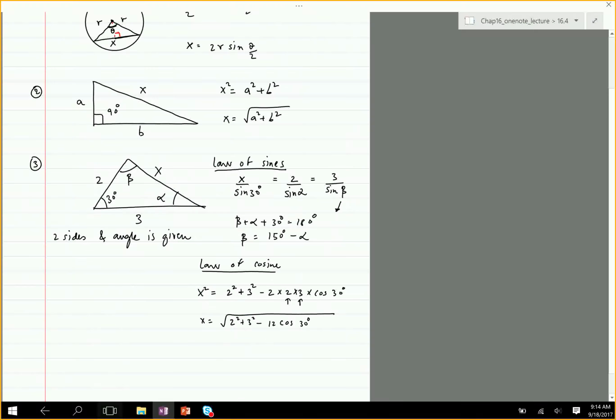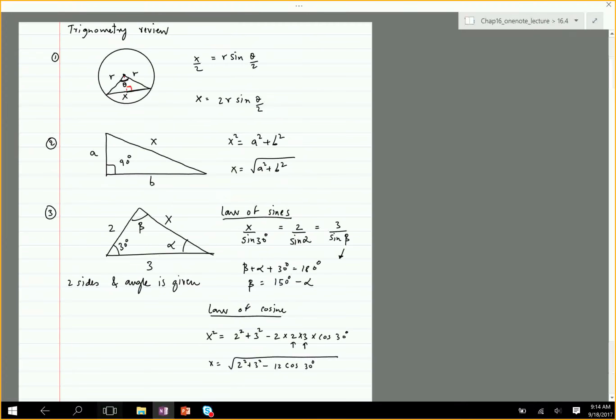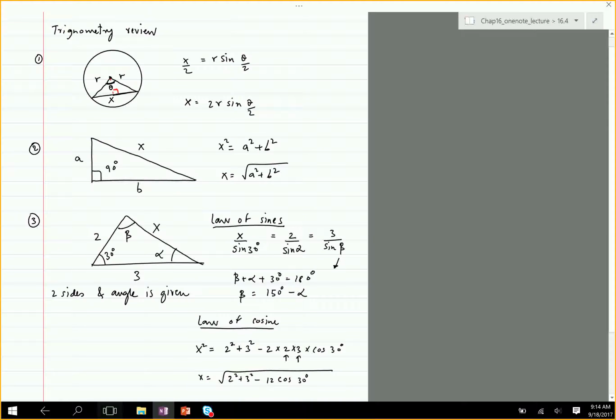Okay, so these three things are kind of important because we'll see that they'll come up again and again when we solve problems related to absolute motion in this particular section. Any questions?